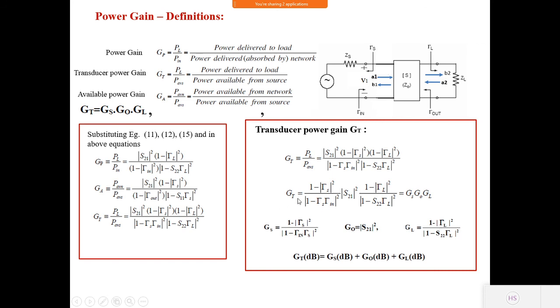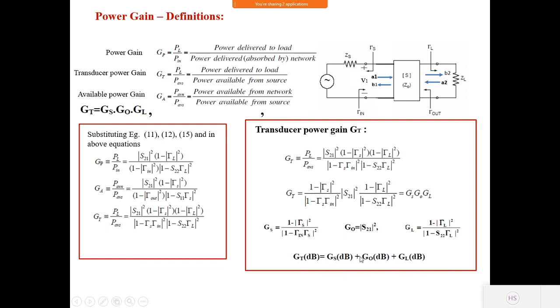Usually gain is defined in terms of decibels, like 10 dB gain, 3 dB gain. So GT in dB equals the addition of the terms, since multiplication becomes addition in decibels. We take 10 log, or 20 log, of each term and get GS in dB, G0 in dB, and GL in dB. If you do the addition, we get the overall gain in dB. See, multiplication is converted into addition.